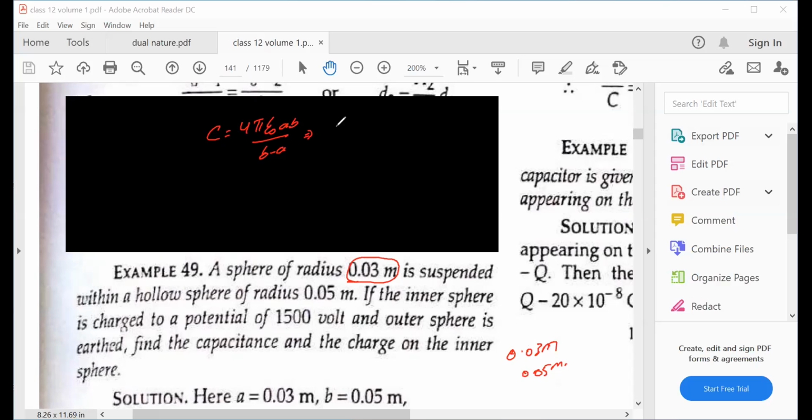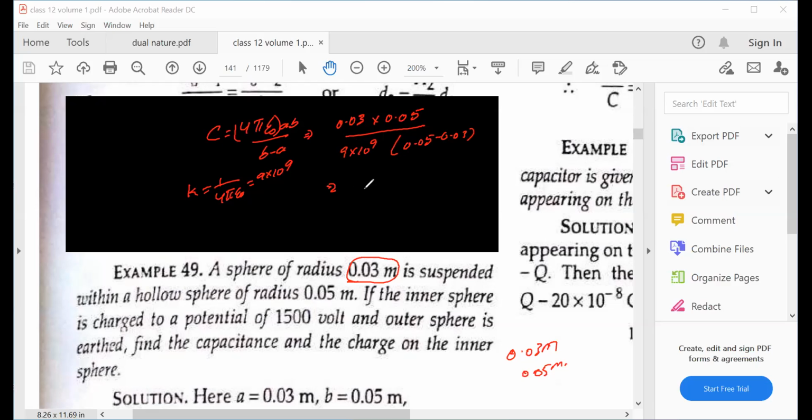So C is equal to 0.03 into 0.05 divided by 4 pi epsilon naught. Because we know the value of k is equal to 1 by 4 pi epsilon naught, I'll take the direct relation, which is 9 into 10 power 9. So it is 9 into 10 power 9, into 0.05 minus 0.03. This is the relation.